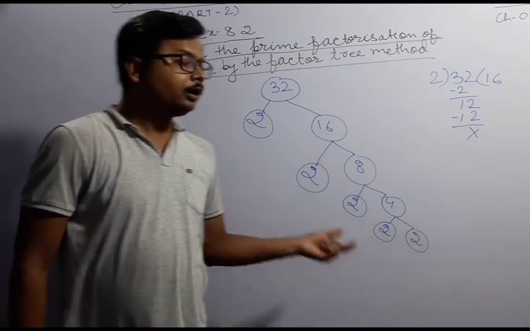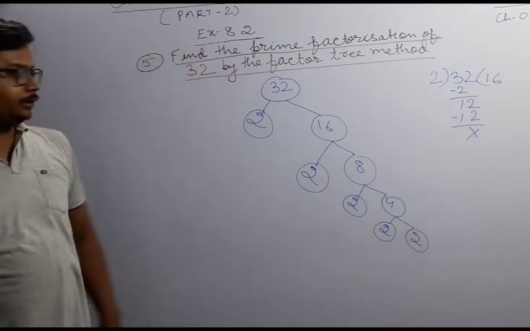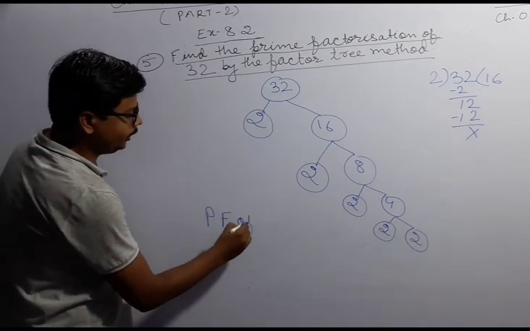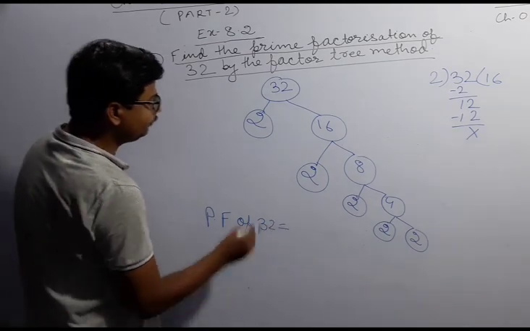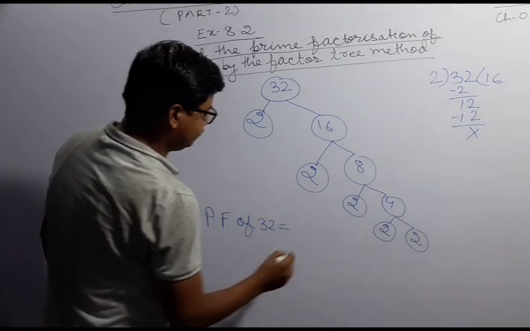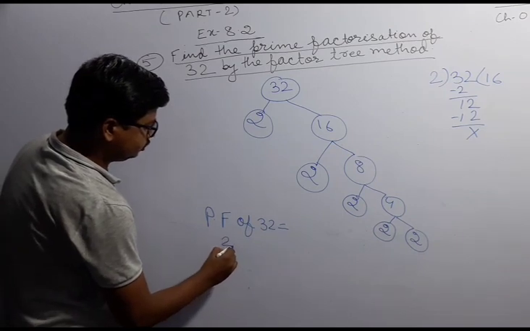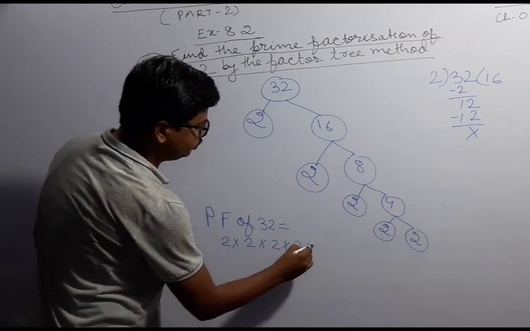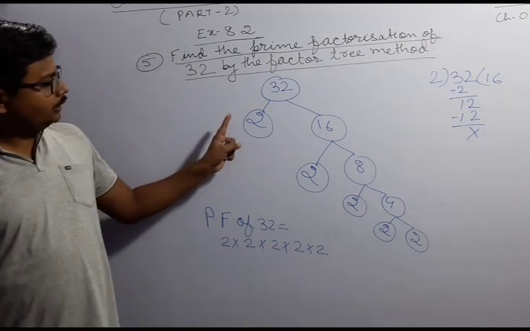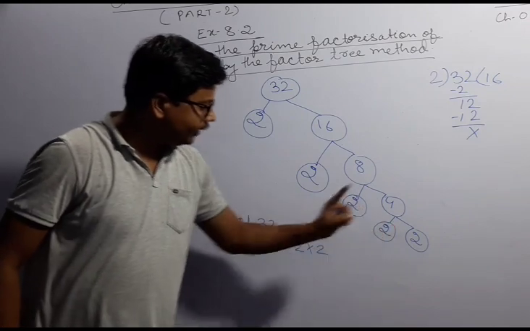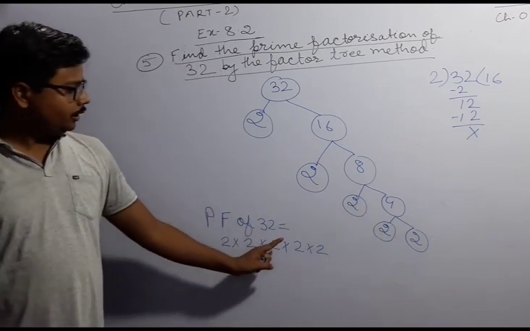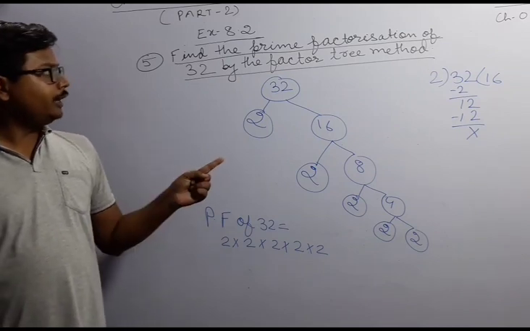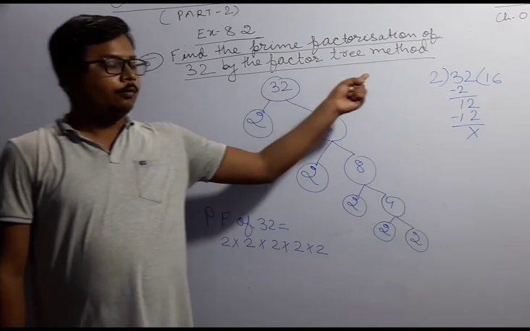Now what is the question? Find the prime factorization. In short I am writing PF, that is, prime factorization of 32 equals, we will multiply all these numbers. 2 into 2 into 2 into 2 into 2. How many 2's are there? 1, 2, 3, 4, 5. So in this way we can prime factorize 32 by the factor tree method.